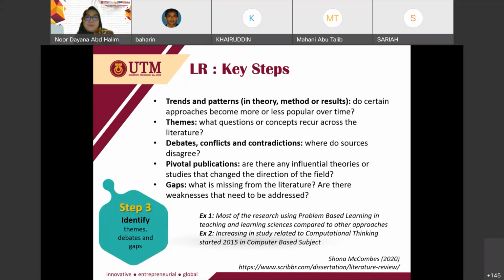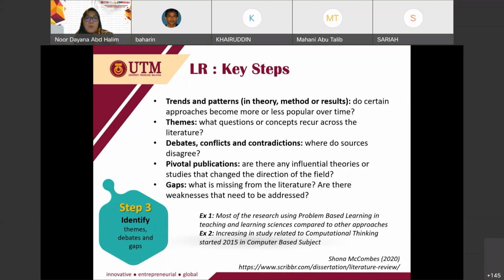First, the trend and the patterns. Okay, you need to find the themes, the debates about the issue, and also the gaps. Okay, do certain approaches become more or less popular over time? Okay, these are the things that you need to question yourself while you are writing your chapter 2, okay, about the literature review.